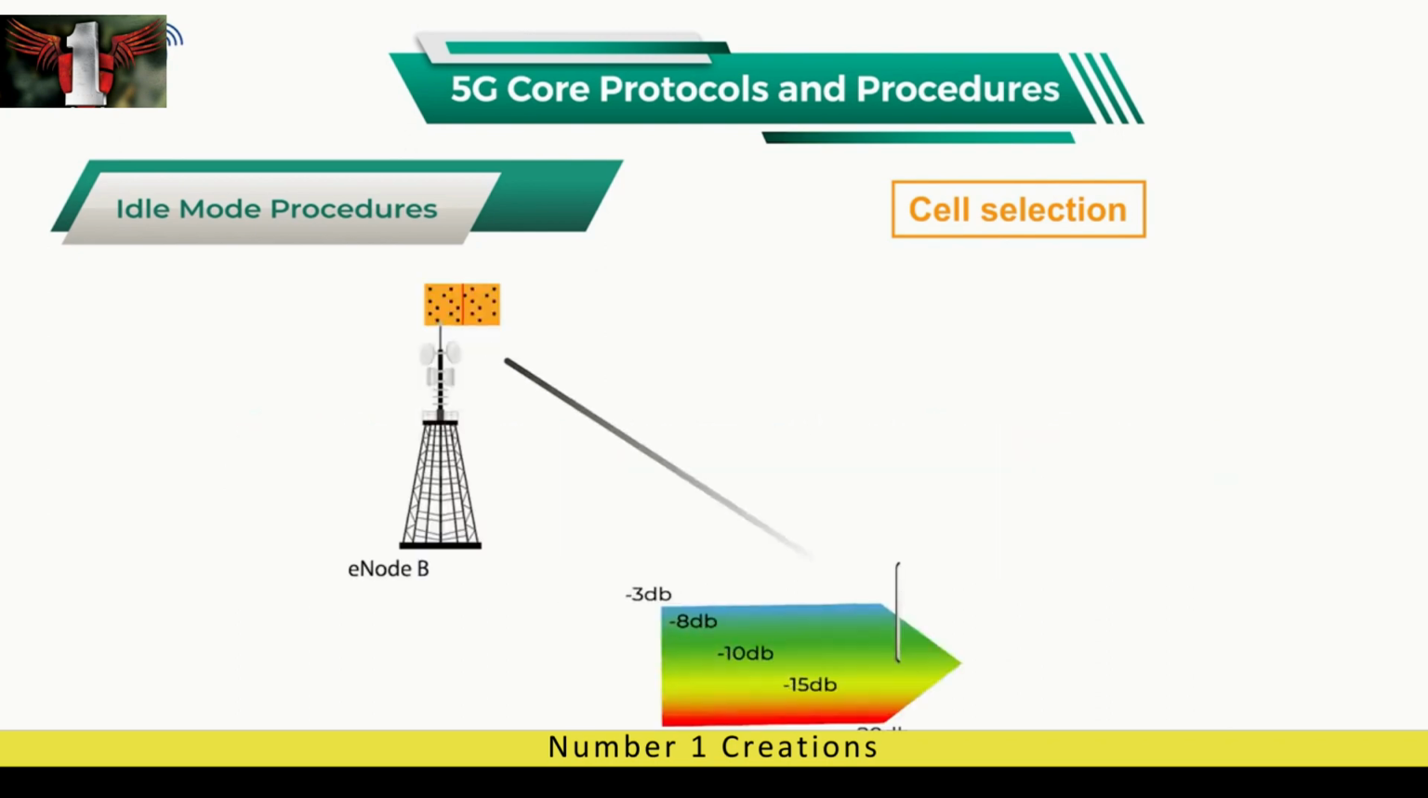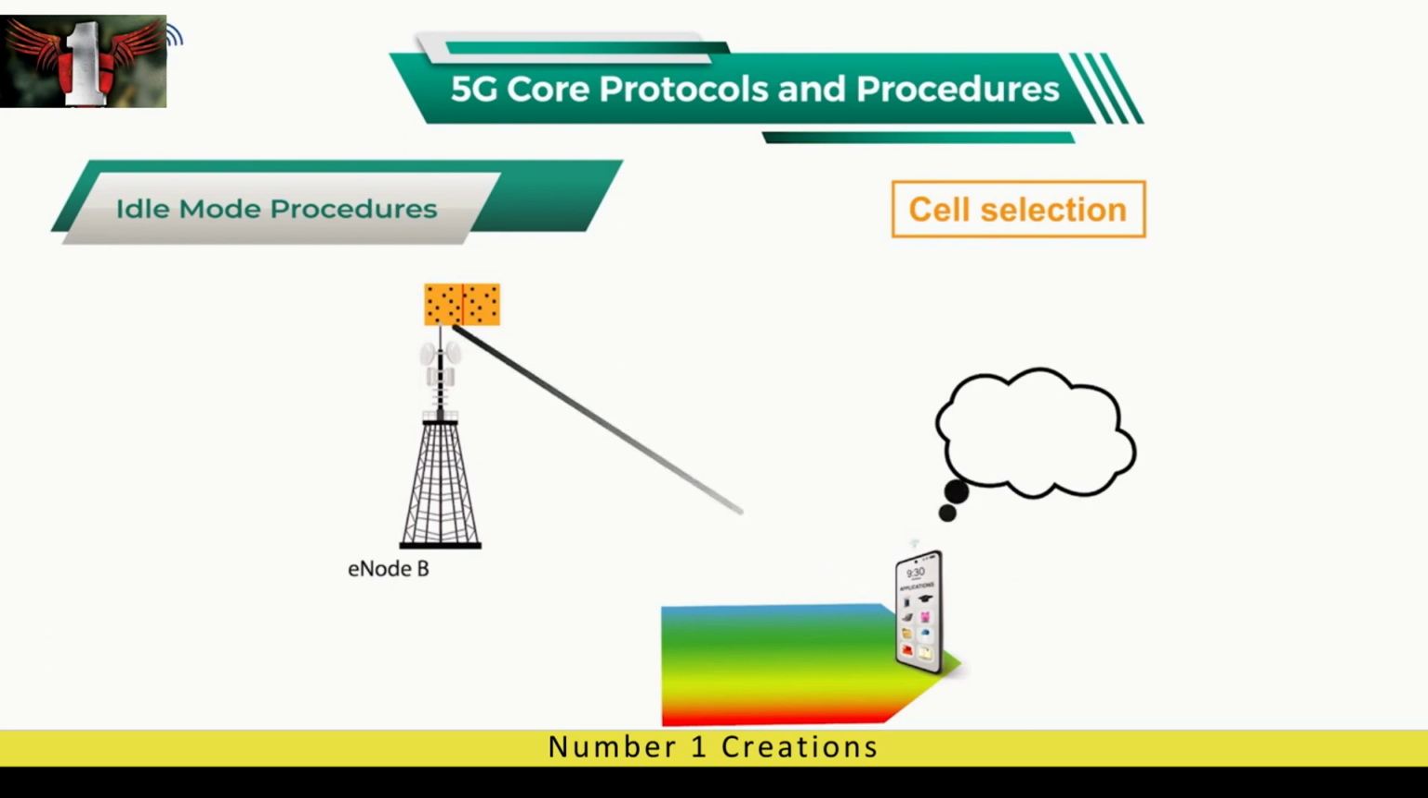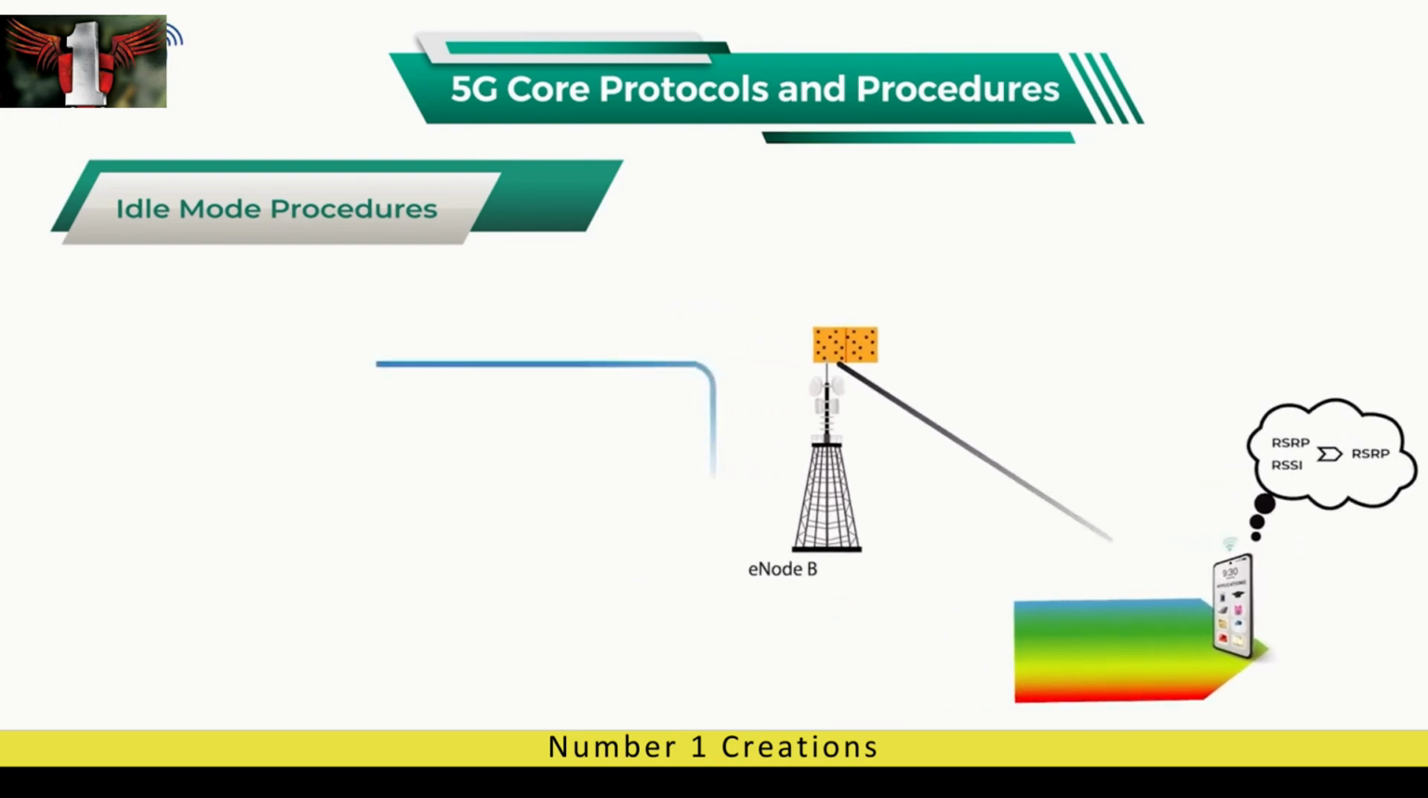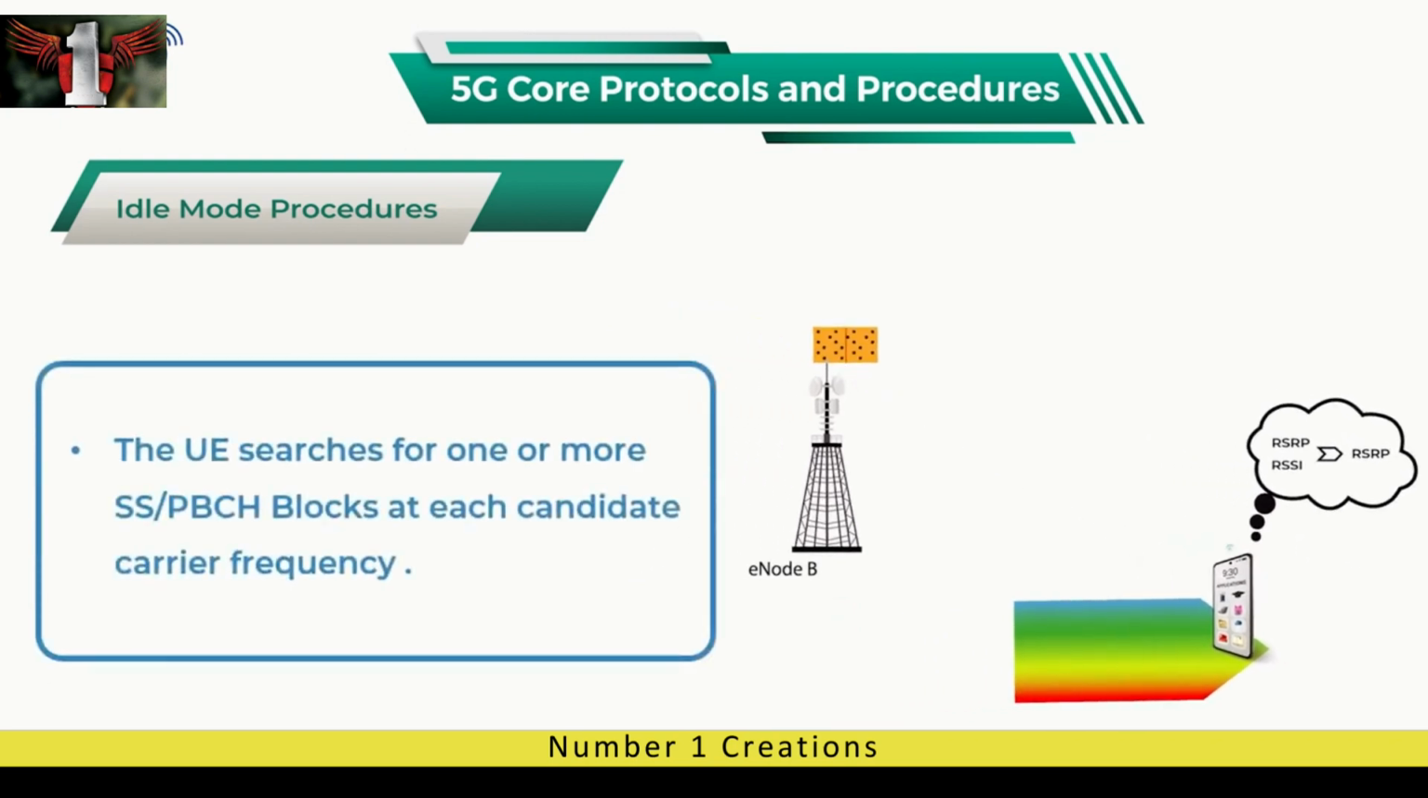Initial cell selection does not rely upon any stored information. The UE scans all the RF channels within its supported frequency bands. Scanning is based upon the synchronization raster. This raster is relatively coarse to reduce the number of candidate carrier frequencies and thus reduce the delay generated by band scanning. The UE searches for one or more SS or PBCH blocks at each candidate carrier frequency. Each candidate carrier frequency has a global synchronization channel number, GSCN.